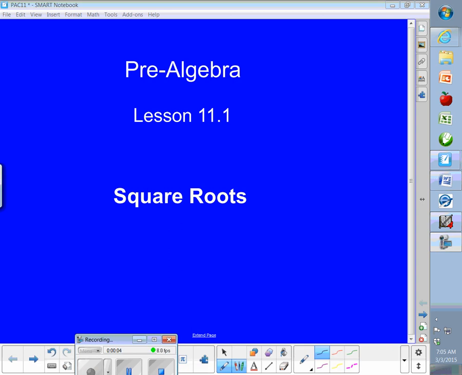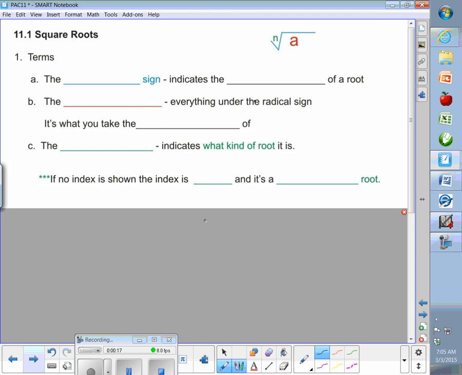All right, class, this is pre-algebra 11.1, and we're talking about square roots. So chapter 11, dealing with roots and such, and so we're going to start off with square roots. So 11.1, square roots. All right, some terminology. First off, we need to learn the aspects of a root.